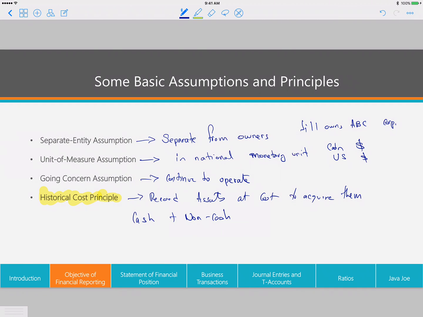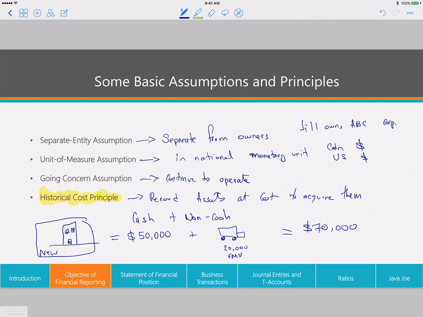So let's say, for example, we decide to buy a new building. So we have our new building here. So this is the new building. And in exchange for this building, we're going to give up cash of $50,000. And we're also going to give up a truck. And this truck is worth $20,000. So we've given up $50,000 of cash and the fair market value of $20,000 for this truck. So we would record this new building at $70,000 on our balance sheet, on our statement of financial position. It's very important to remember historical cost. The cost to acquire the assets is the cost that it's recorded at.